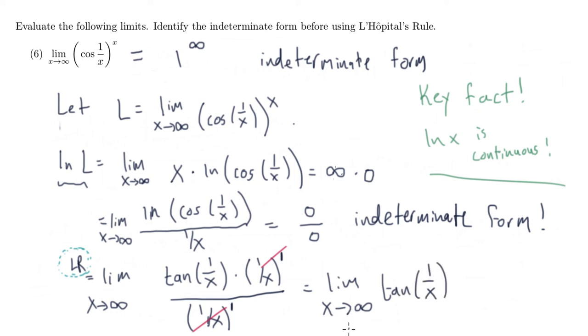But as x goes to infinity, 1 over x goes to 0, and tangent of 0 is 0. So the natural log of the limit is 0, therefore, as we've seen before, the limit is equal to e to the 0, which is 1. So in this case, we get to play a kind of funny game. 1 to the infinity actually is 1 in this case, but it will not always be the case.